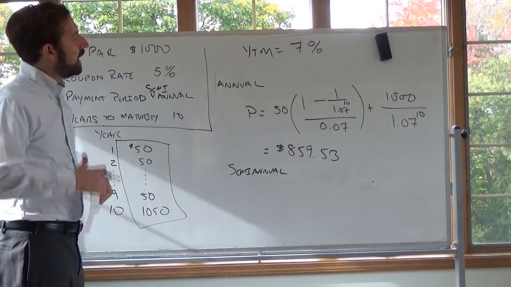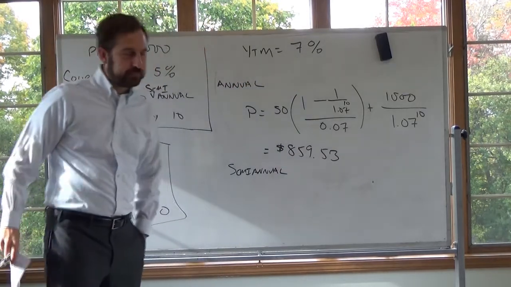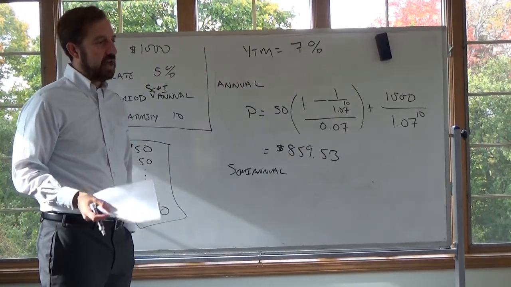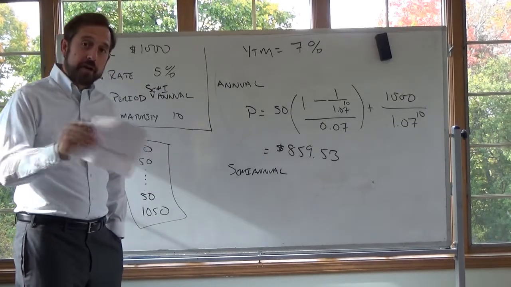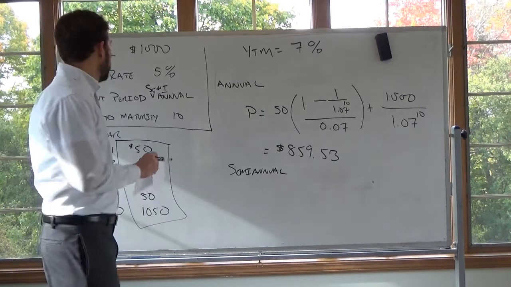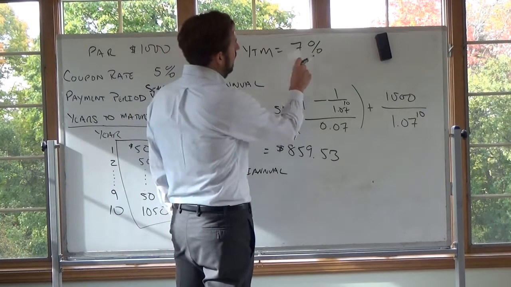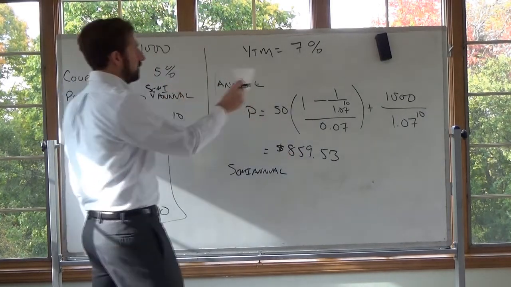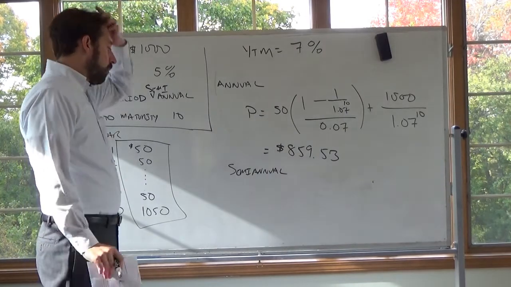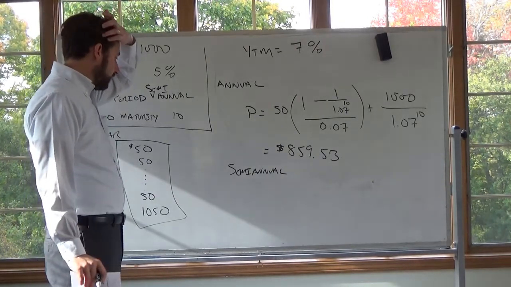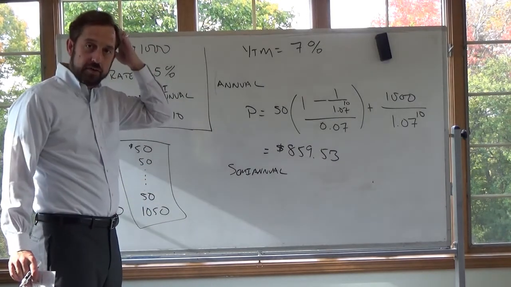The only thing we have to keep in mind is that this coupon rate and this yield to maturity are quoted rates. Remember what that means: they're not effective rates. The quoted rate is the effective rate per period multiplied by the number of periods. So the coupon rate per period is 2.5%. The yield to maturity is 3.5% over 6 months. So all we have to do is take into account the new payment structure and the new discount rate.